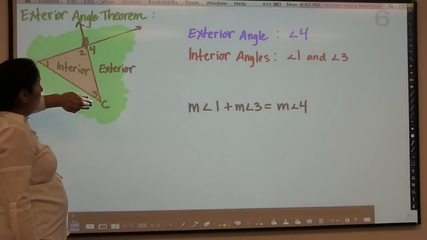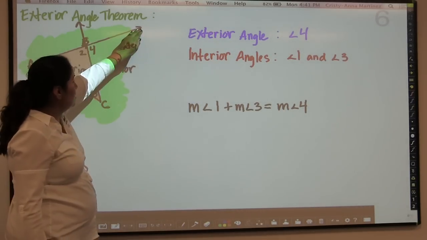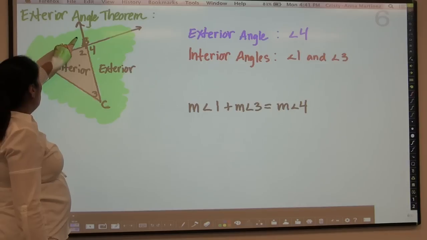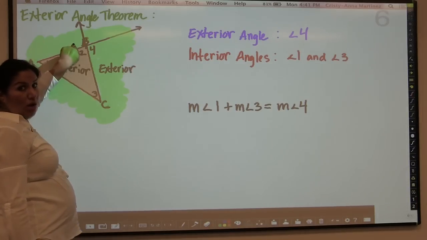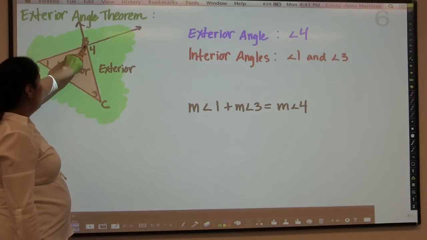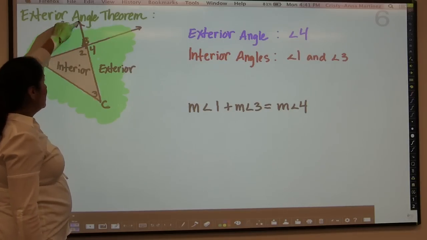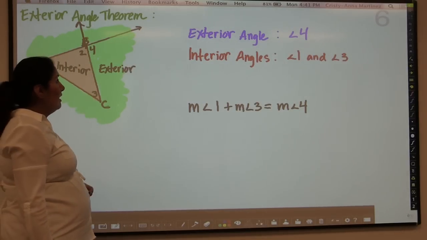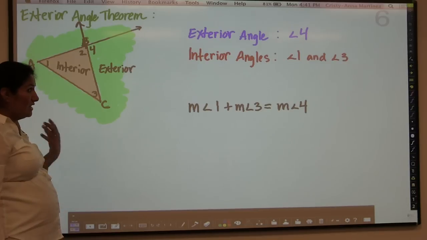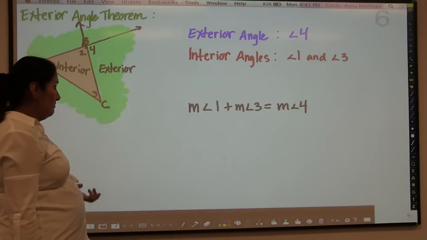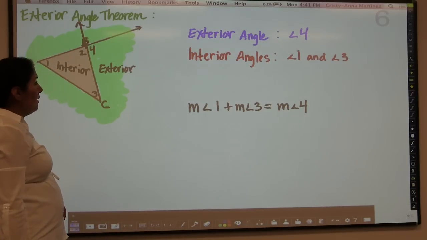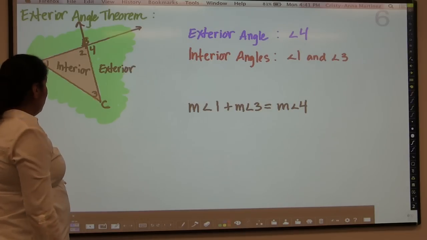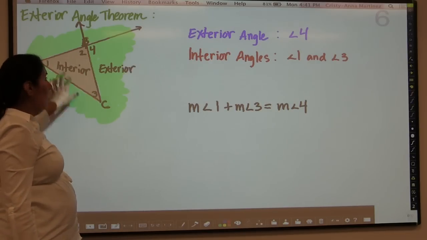An exterior angle is only formed by one extension, and the other side of the angle is a side of the triangle. So over here, this angle would qualify as an exterior angle because it's formed by a side of the triangle and an extension of the triangle. Side of the triangle, extension of the triangle. So just to be clear, an exterior angle has to be formed by an extension of the triangle and a side of the triangle. Then the interior angles, and I should clarify, the interior angles are all three of them. Angle 1, 2, and 3 are all interior.